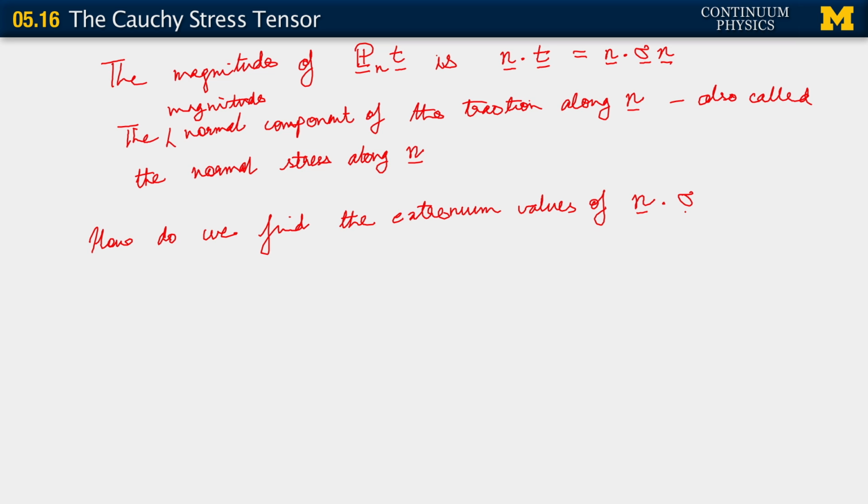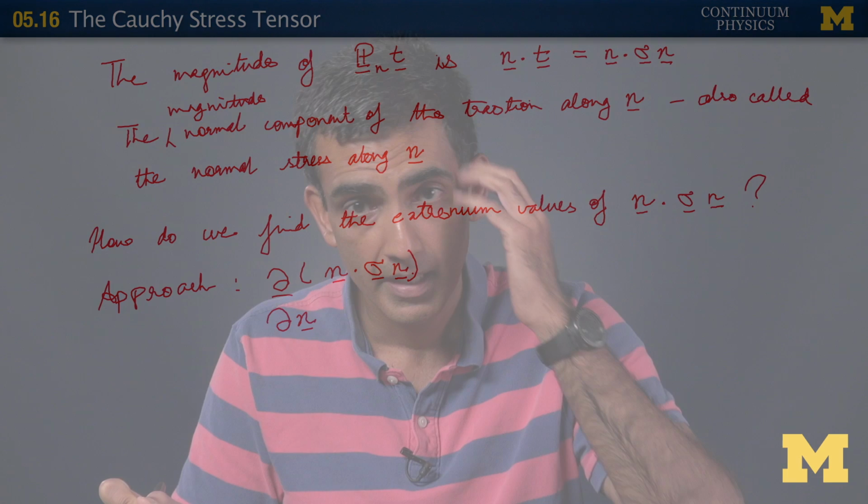n dot sigma n? Now, the way we find maxima and minima or extrema in general is through this differential condition, the condition for first order extrema. Essentially the approach is the following. We want to consider the derivative with respect to n of that quadratic product, n dot sigma n. Except that this is not quite enough, because if we just compute this, we need to also impose the requirement that n is a direction, and that n has unit magnitude.